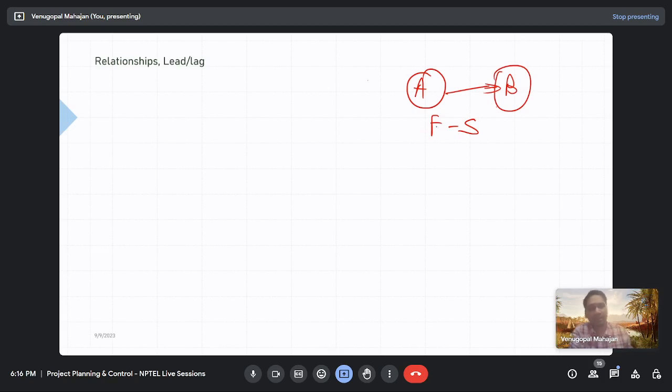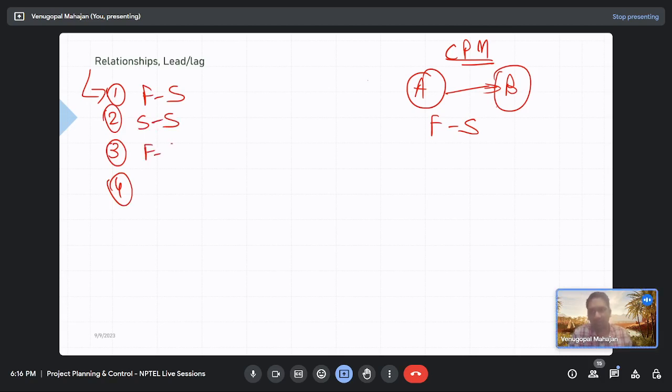So finish to start relationship was there in CPM. In PDM, what other relationships are there? Can you tell me? 4 relationships. Okay, 4 relationships. Which ones? Finish to start, start to finish, finish to finish, start to start. Okay, start to start, finish to finish, and start to finish. Right. So all these relationships, you have seen finish to start very well.